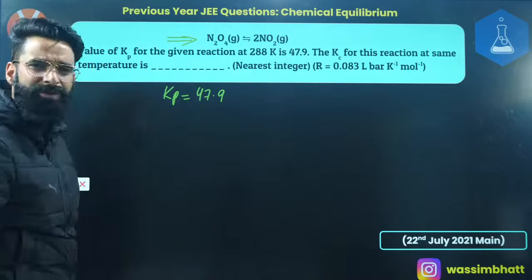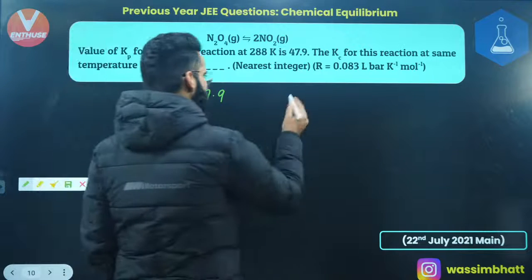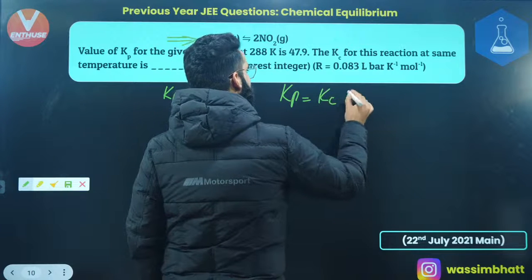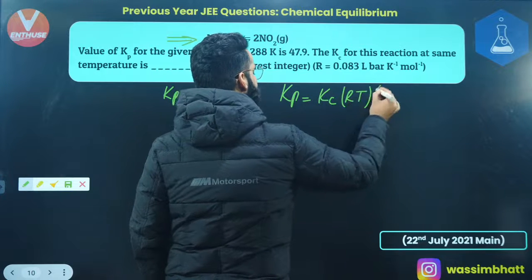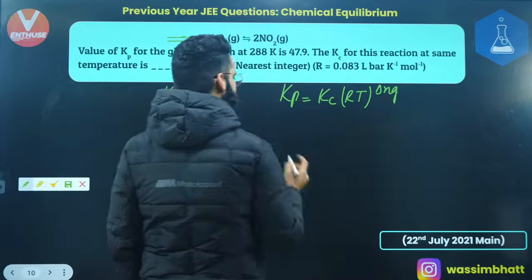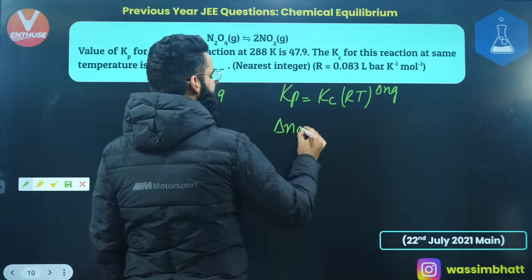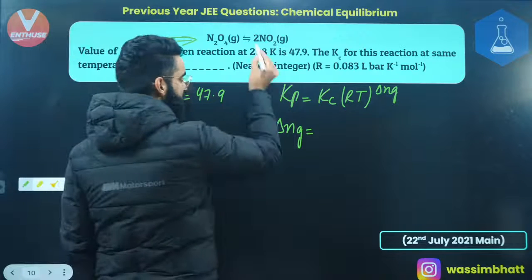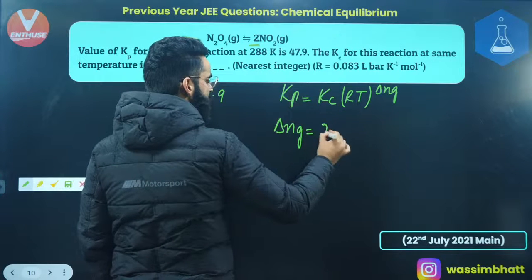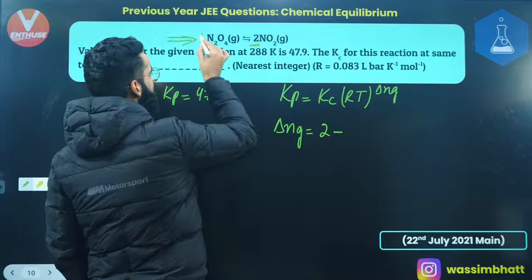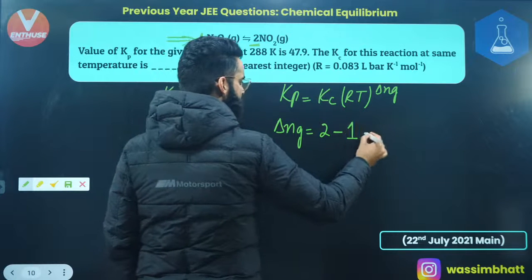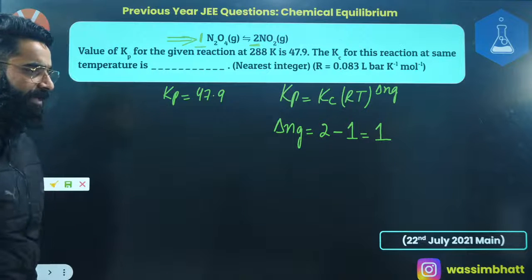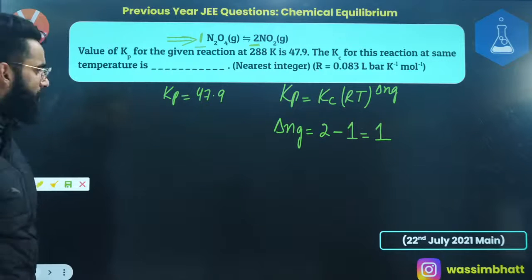So I'm simply going to use the relation between Kp and Kc. We know Kp is equal to Kc RT raised to the power delta Ng. So first of all, what is the value of delta Ng for the reaction? Delta Ng means number of moles of gaseous products minus number of moles of gaseous reactants. So we have 2 moles of gaseous products, and 1 mole of gaseous reactant. So 2 minus 1 comes out to be 1. So delta Ng value you got to know as 1.